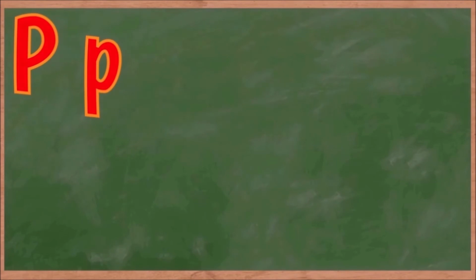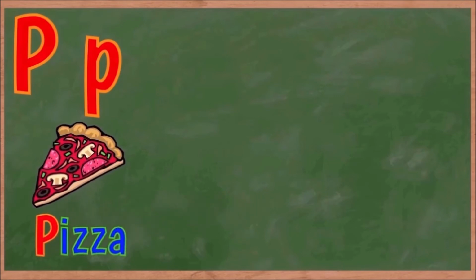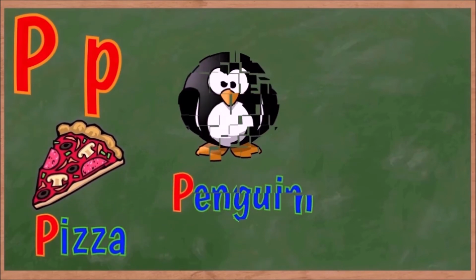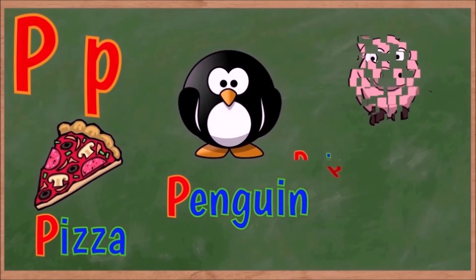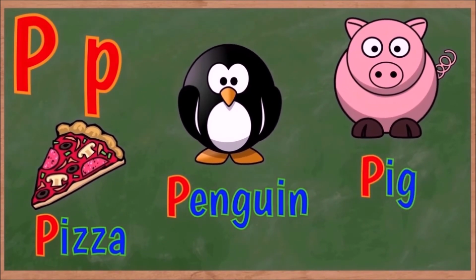Let's see the next letter. The next letter is the letter P. And the P makes a P sound. Give that a try. P. I got it. Did you? P for pizza. Penguin. Pig.